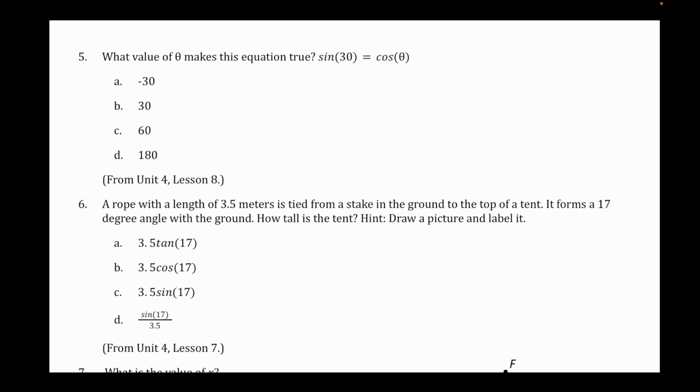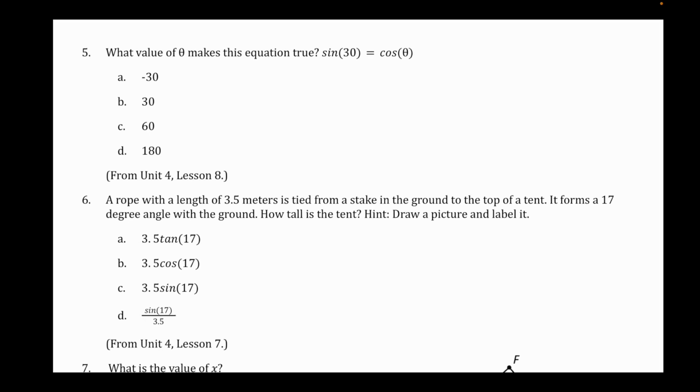They want to know what value of theta makes this equation true. And so we know that complementary angles would have their sine and cosine values be the same. So since we have sine and cosine here, we know that these two need to add up to 90, or need to be complementary. So is it negative 30? Nope. Is it positive 30? Nope. Is it 60? Yes. 60 plus 30 makes 90, and it's definitely not 180. That's just in there as a distractor.